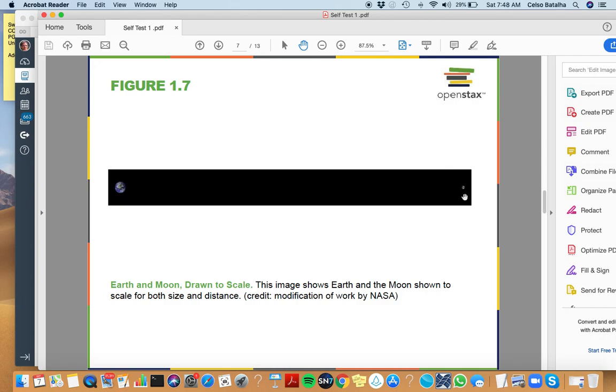That's why astronomers use units like the astronomical unit, which is the average distance from Earth to the Sun, or the light year, which is a unit of distance. A light year is not a unit of time, but a unit of distance. It is how far light travels in a year.